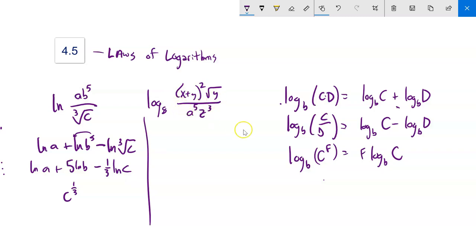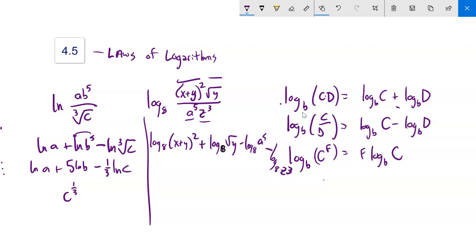All right, so let's do similar thinking on this. Here, this x plus y actually is one unit. This thing I can't break up. If you think back to that layers thing I did before, I don't have anywhere to shift down to from addition, so that is its own thing. So I have this times that, divided by that, divided by that. Anything coming from the numerator is going to be positive, plus log base 8 square root of y. Anything coming from the denominator will be negative, so minus log base 8 a to the 5th, and then minus log base 8 z cubed. Again, these two pieces down here were both negative, and these two pieces up here are positive.